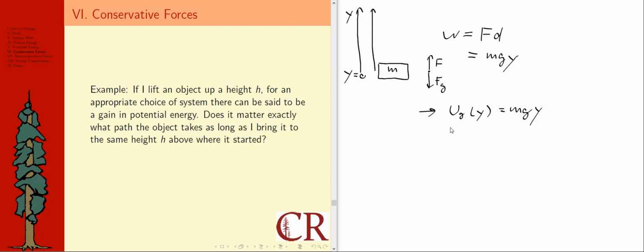If I lift an object up a height h for an appropriate choice of system, there can be said to be a gain in potential energy. Maybe I should have said gravitational potential energy there. Does it matter exactly what path the object takes as long as I bring it to the same height h above where it started?